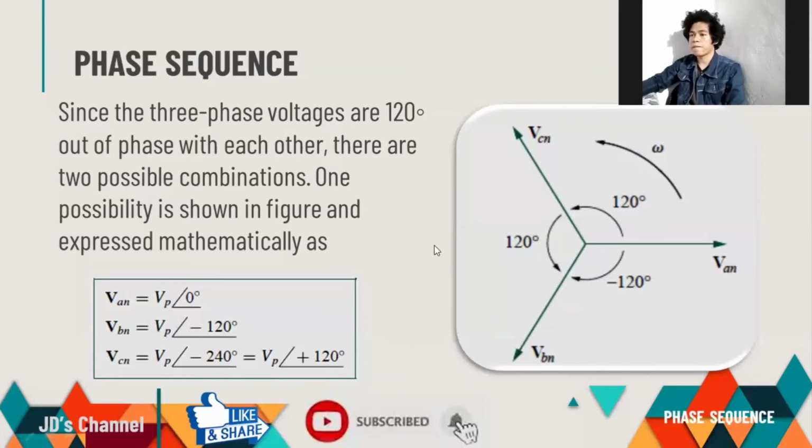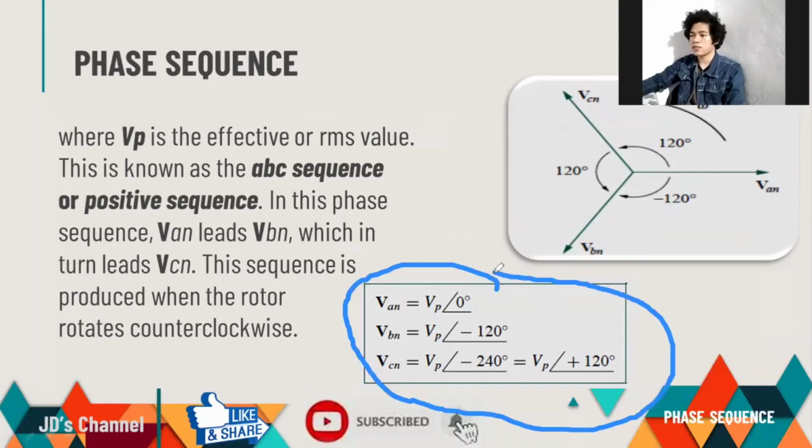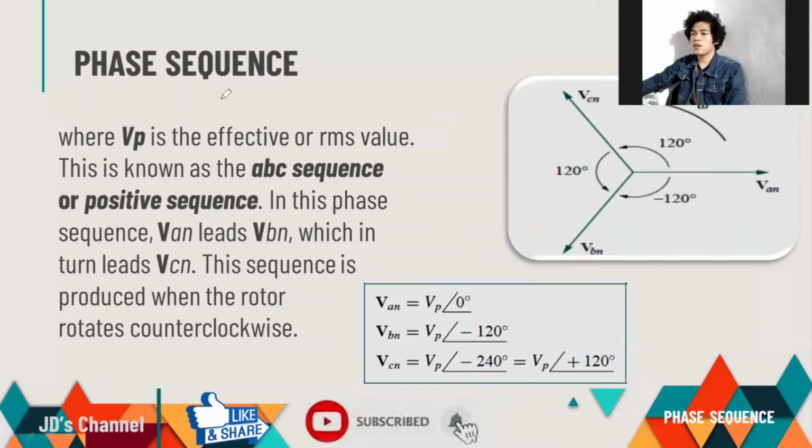So, ayan. Where VP is the effective or RMS value, this is known as the ABC sequence. So, class yun yung ating tinatawag na ABC sequence or positive sequence. Mamaya kasi gagamitin natin yan. In this phase sequence, VAN leads VBN, which in turn leads VCN. This sequence is produced when the rotor rotates counterclockwise. So, kapag yung ating rotor is nagkaroon ng counterclockwise na rotation, ito yung napoproduce nating phase sequence, ABC or positive sequence. So, tandaan nyo na lang to class. Ayan yung ating gagamitin mamaya sa solving. They are out of phase by 120 degrees.